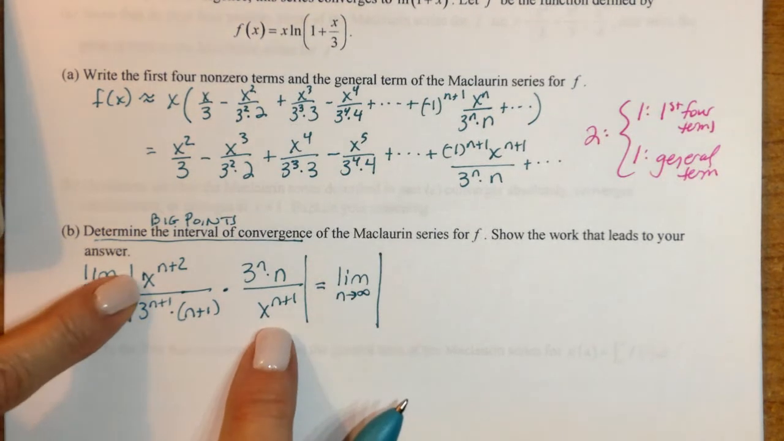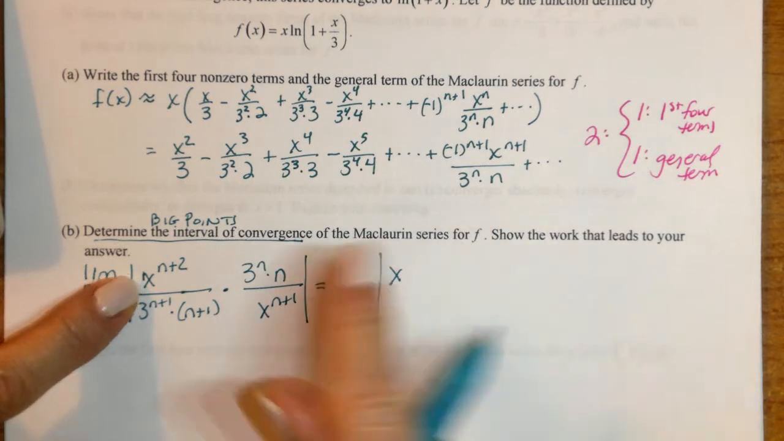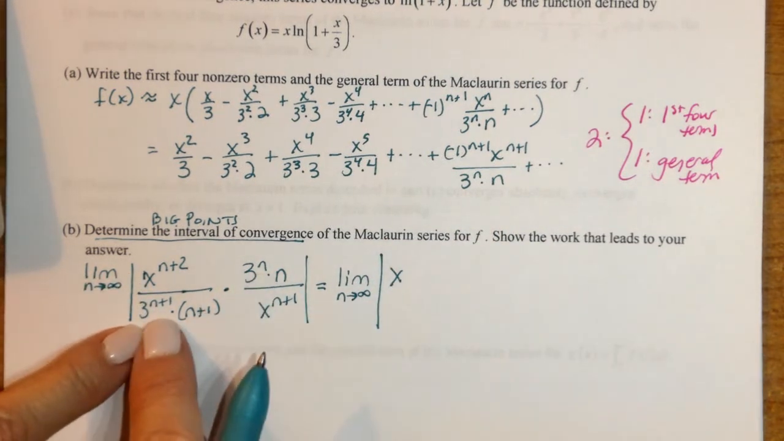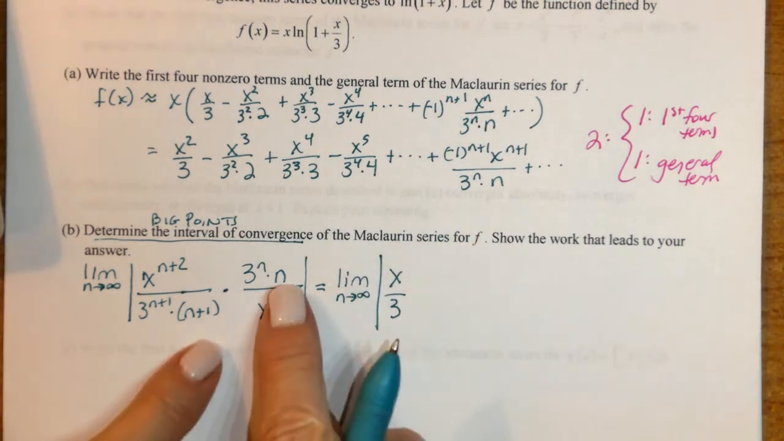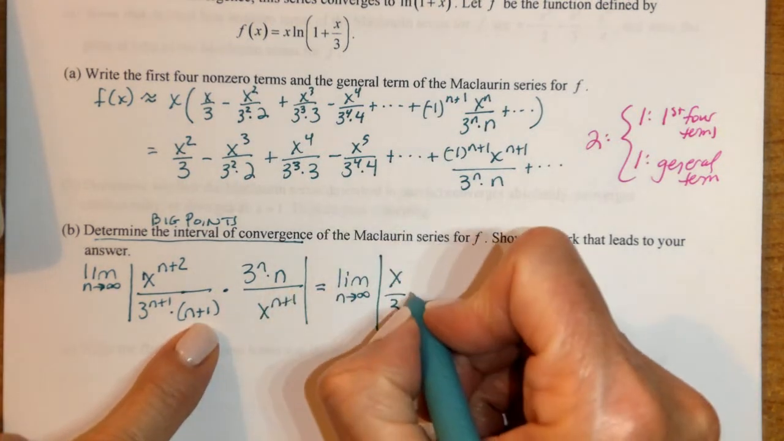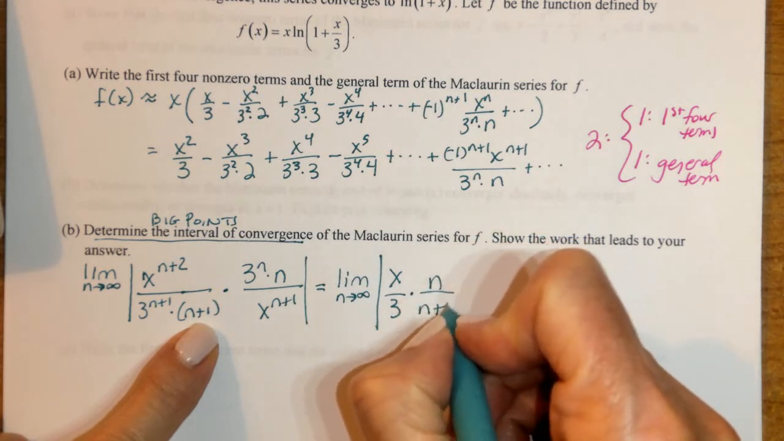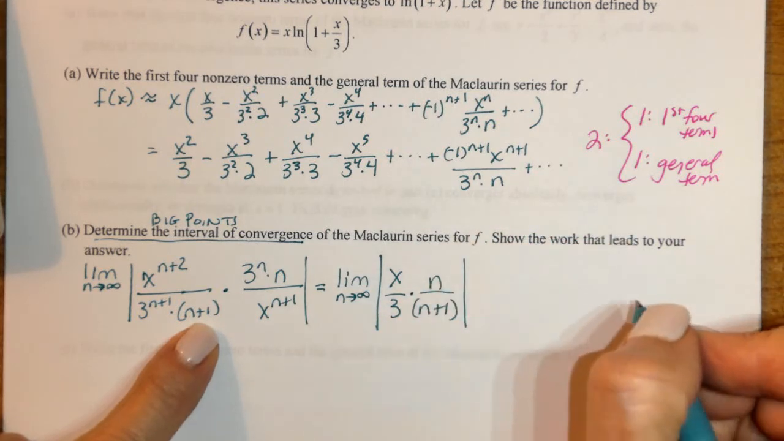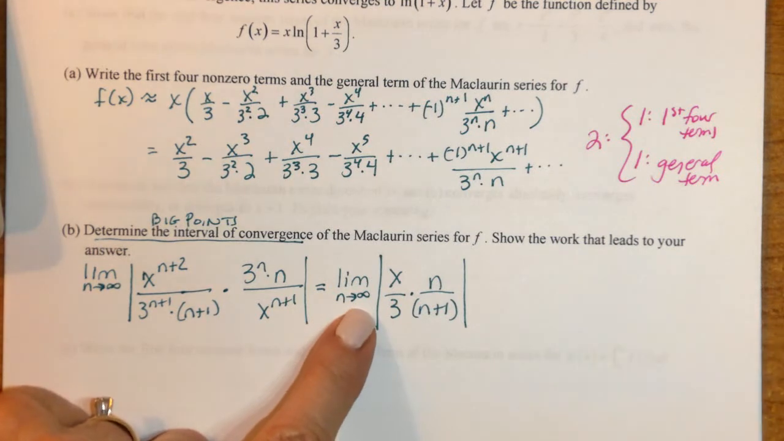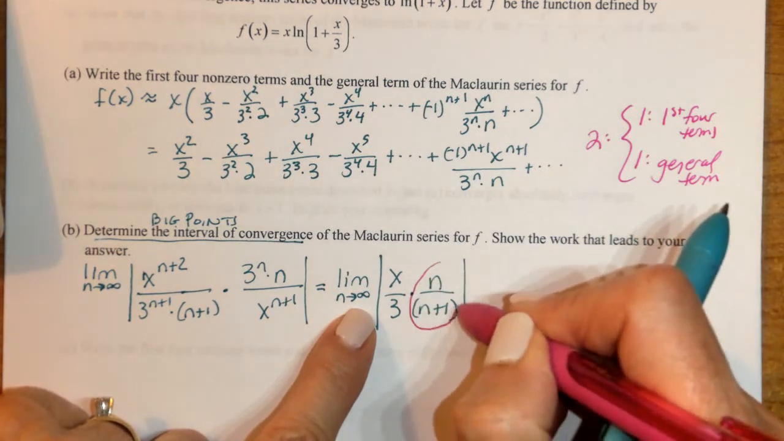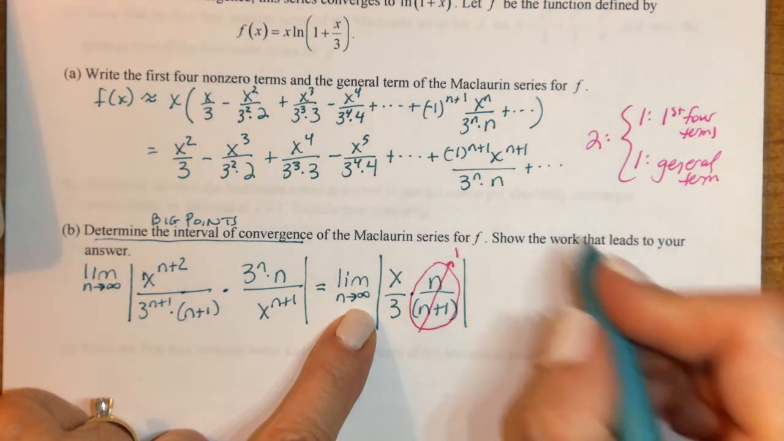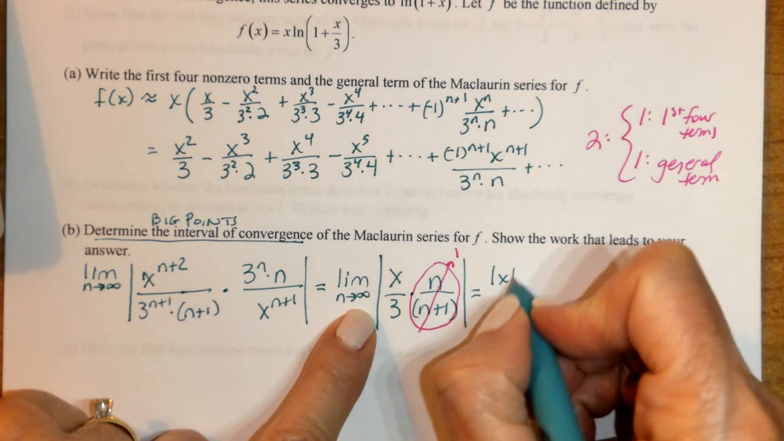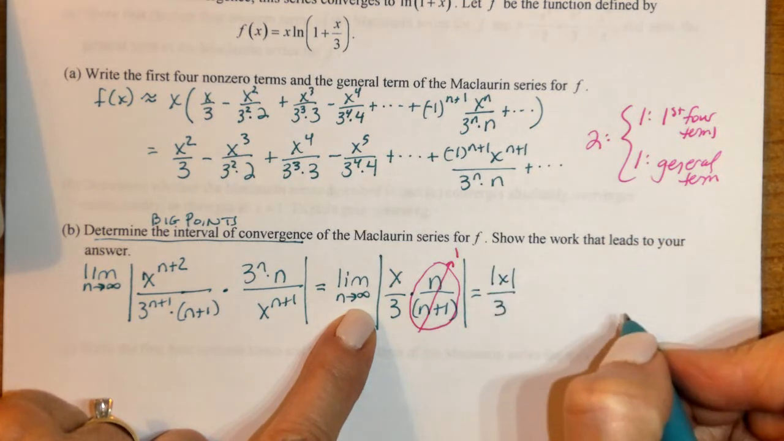So x to the n plus 2 divided by x to the n plus 1 leaves an x in the numerator. 3 to the n divided by 3 to the n plus 1 leaves a 3 in the denominator. These n's do not divide out. We just keep them, and we let the limit take care of them. So as n goes to infinity, n over n plus 1 goes to 1. And we are left with the absolute value of x divided by the absolute value of 3.